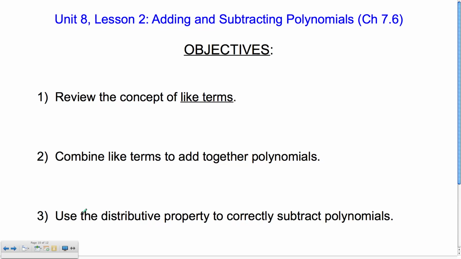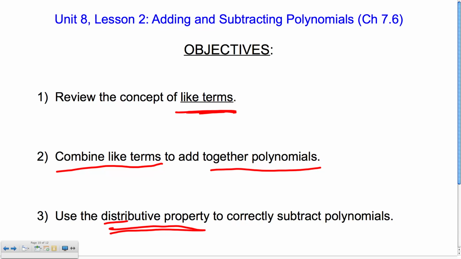All right, let's move on to our last slide, which is just basically going back over those objectives for today. Do we remember what like terms are? Do we know how to combine like terms when we add together polynomials? What we're looking at, a polynomial, remember, is something with many terms. And then last but not least, make sure we have a good understanding of what the distributive property is. Make sure that we're using the distributive property to correctly subtract. All right, if you feel good about those 3 things, you are all set to go.